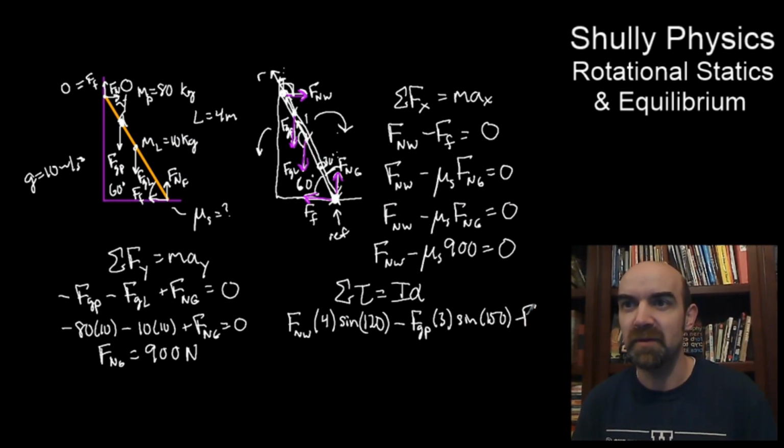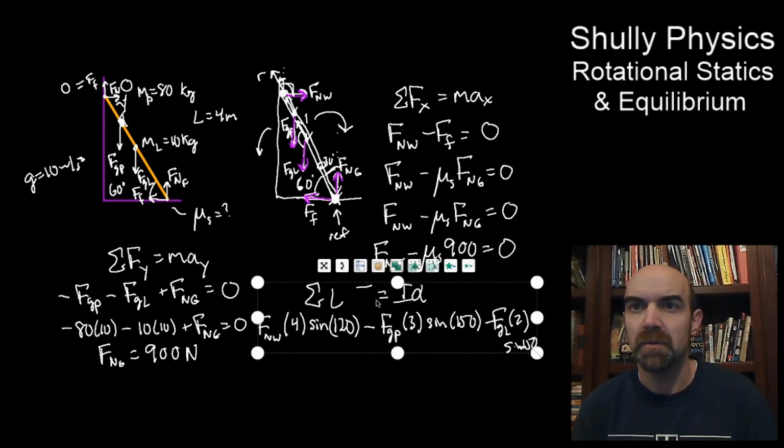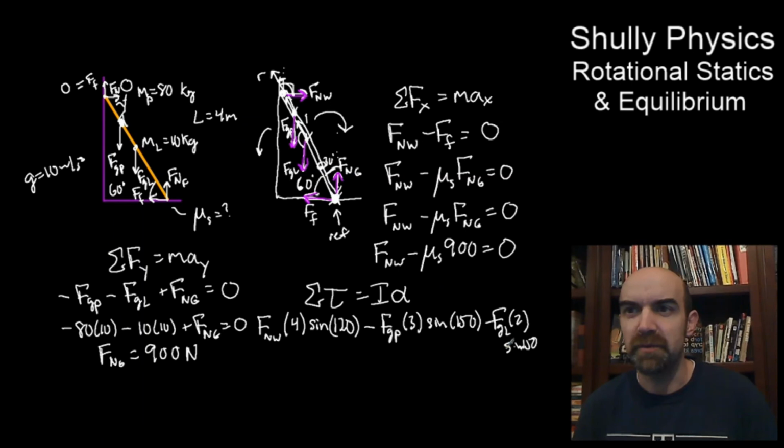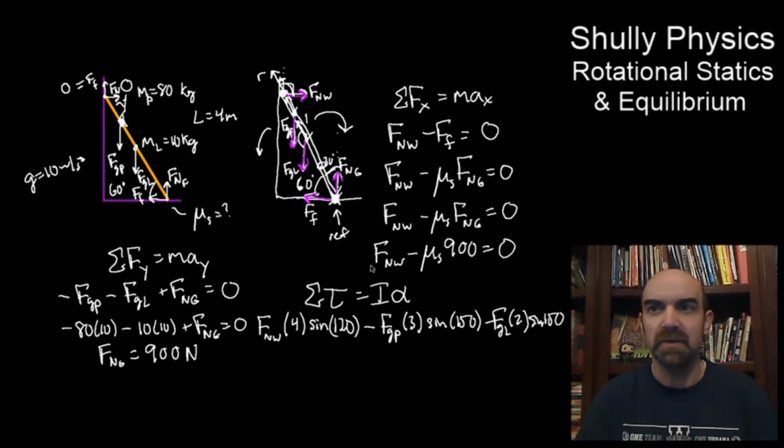So we'll have F_G of the ladder. The center of mass of the ladder is at 2 meters. Now I'm running out of room here. We'll have a sine 150 on that one also. I just moved that over a little bit. So we have a sine 150, and all that equals 0. Get rid of my old sine 150 there. So everything there equals 0.